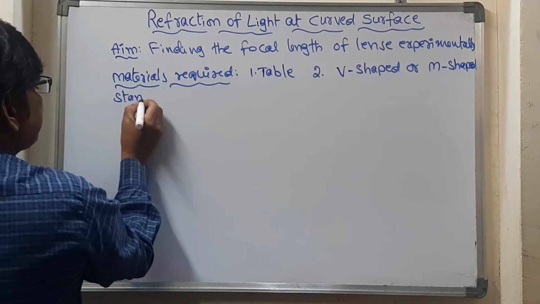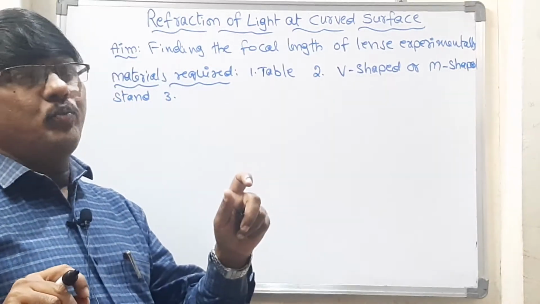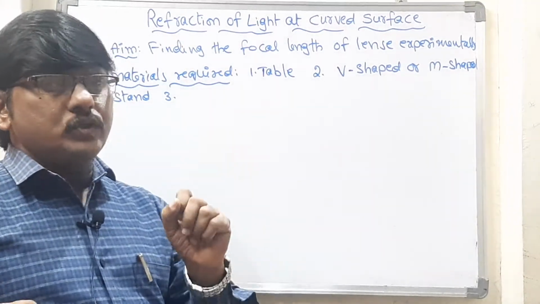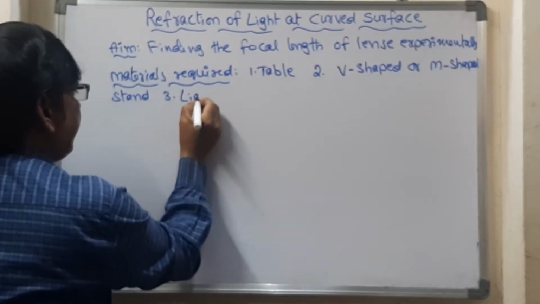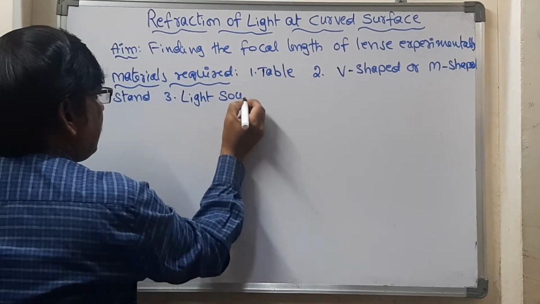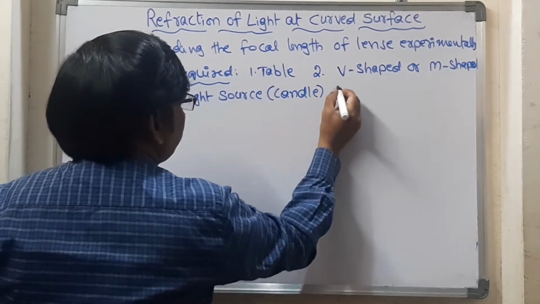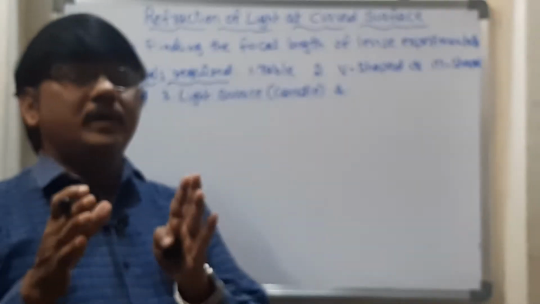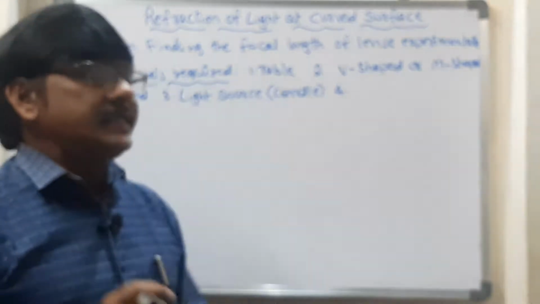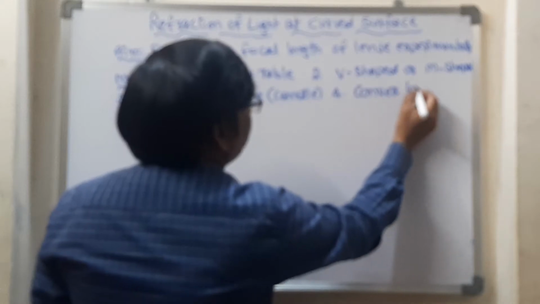The next one is, once we have taken the stand, on one side we have to place a light source. Now let us consider one candle. What do we call that light source? Now let's take the light source as a candle. The next one is, beside the light source, we should place on the V stand one convex lens. So the convex lens we have to take.